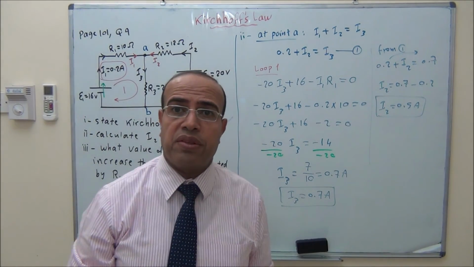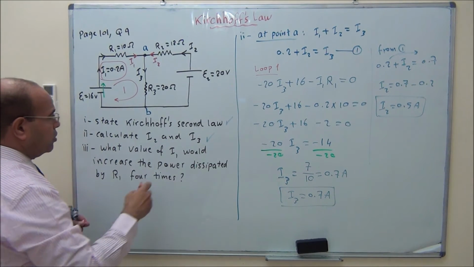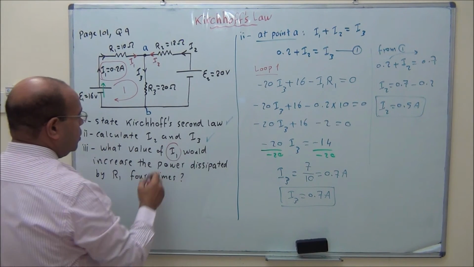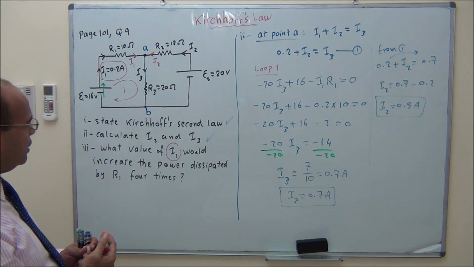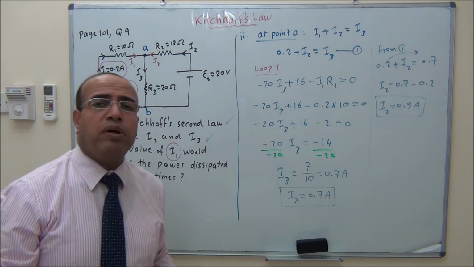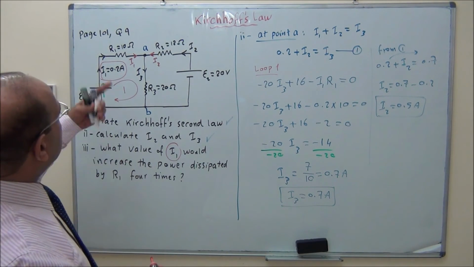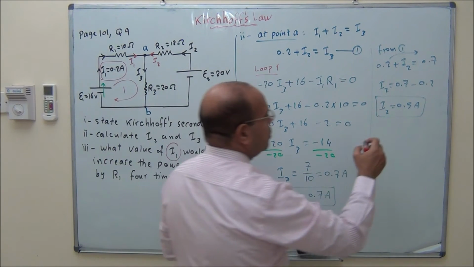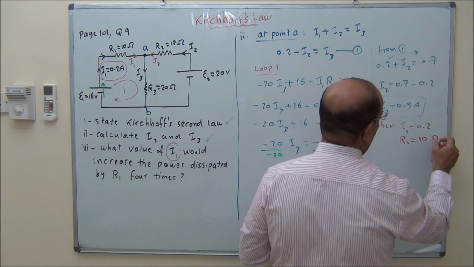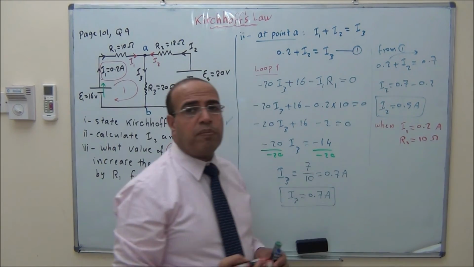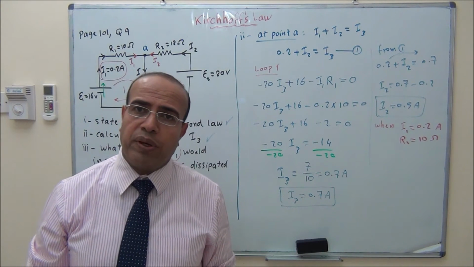Now let us see the third part of this question. What value of I1 would increase the power dissipated by R1 4 times? Now what is the power in the first case? So when I1 equals 0.2, R1 already equal to 10 ohms. What is the power? Which formula do we use for the power? P equals I squared R.